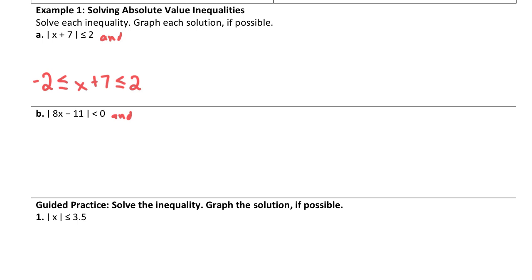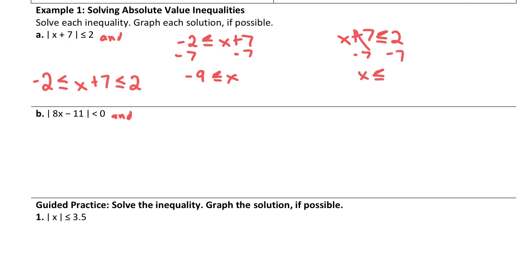And then I'm going to solve these each as separate inequalities. And that's just me, just like we solved the absolute value equations, writing them separately. So the first inequality, I would subtract 7. I get -9 is less than or equal to x. My other inequality, I subtract 7. x is less than or equal to -5. So for me to put these back together, my actual inequality is going to be -9 is less than or equal to x, and x is less than or equal to -5.